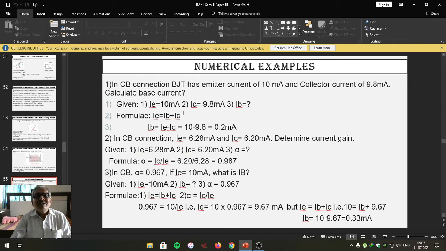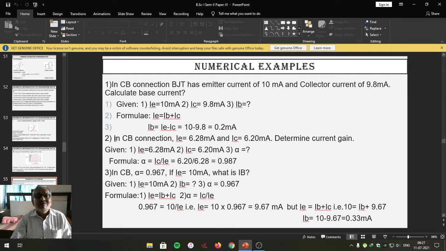Substitute the values. IE is equal to 10 milliampere, IC is equal to 9.8 milliampere. 10 minus 9.8 is 0.2 milliampere, or 0.2 into 10 raised to minus 3 ampere. So this is how very simple numerical examples are likely to be asked. Let us move to the second example.